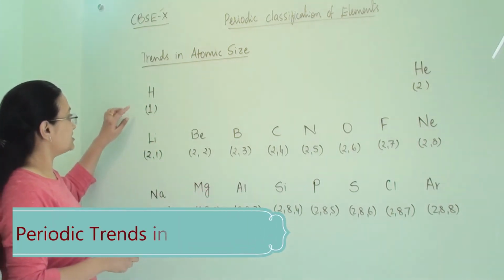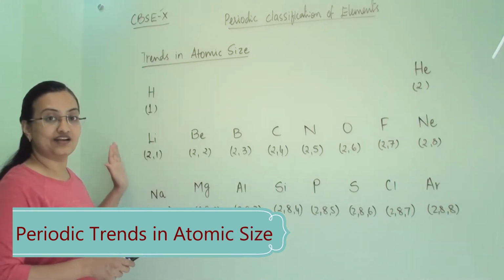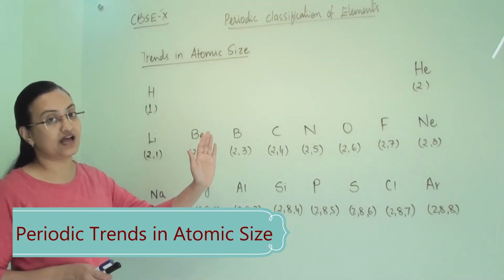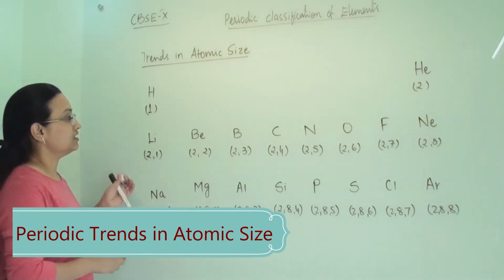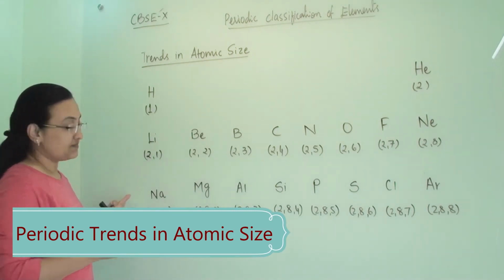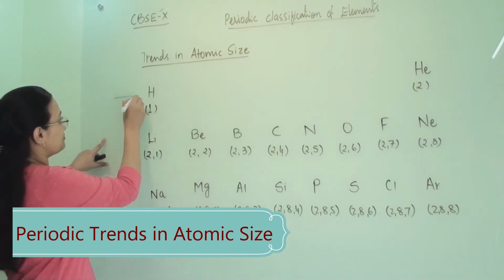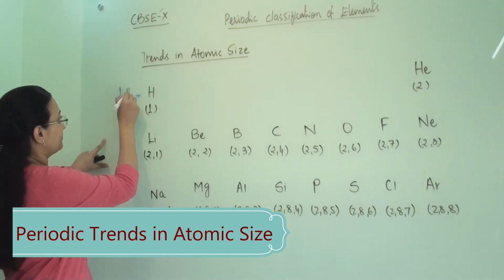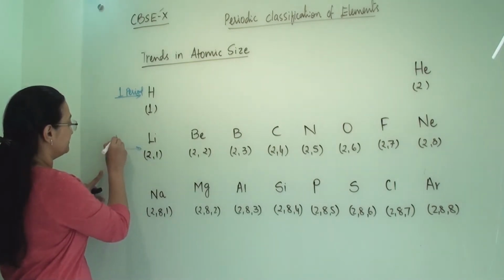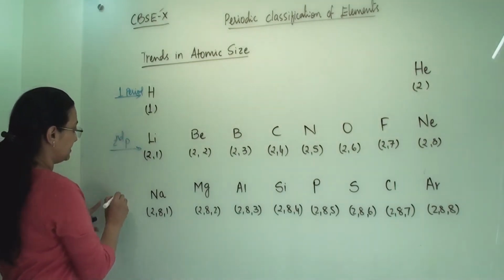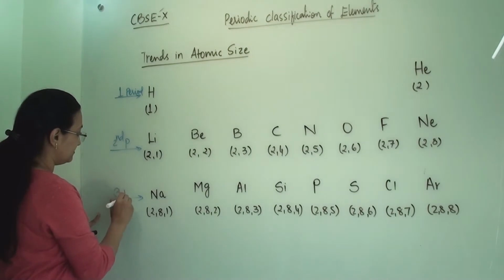So the first thing is we have to understand how we have arranged the elements in our periodic table. Here I have mentioned 3 periods. This is the first period. This is the second period.